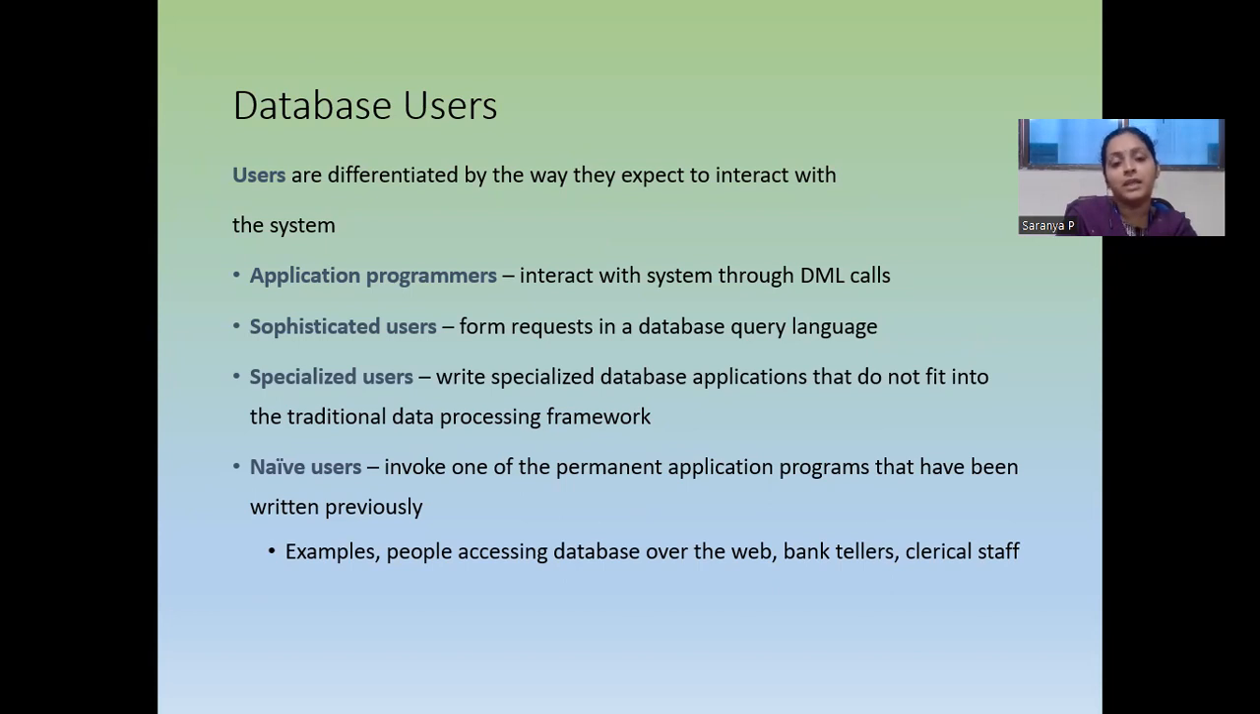A sophisticated user has query access to the database. A specialized user will write their own query code to access the database. A naive user will take information or code from application programmers and then access the database. For example, naive users are like bank tellers and clerical staff. They have their tasks, but they don't have a query or code. They will take it from some other application programmer and then access the database. They are said to be naive users. These are all the different types of database users with respect to database management system architecture.